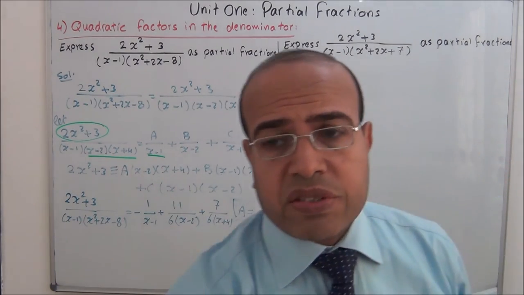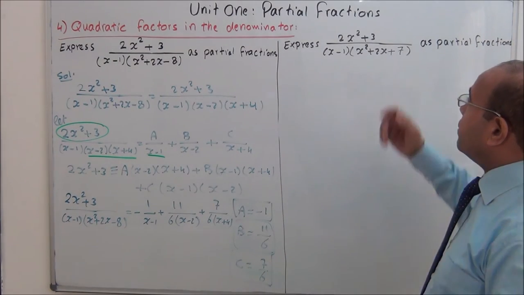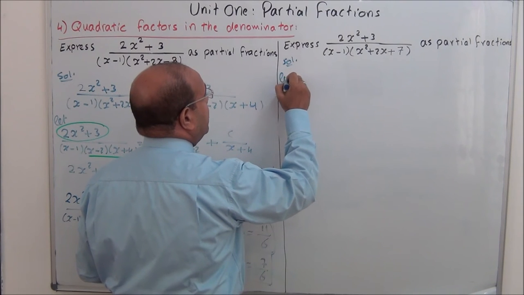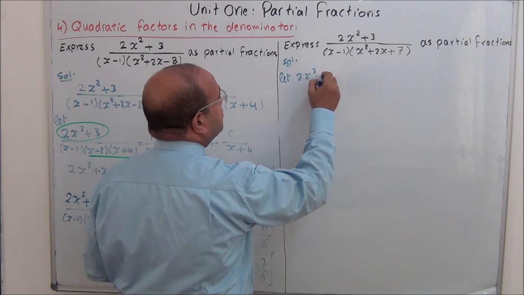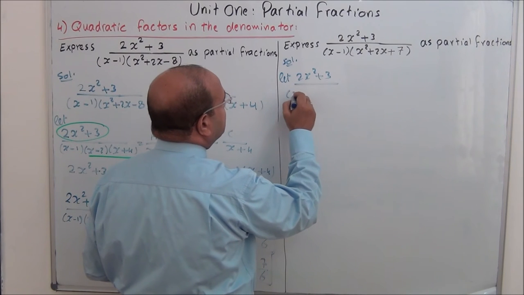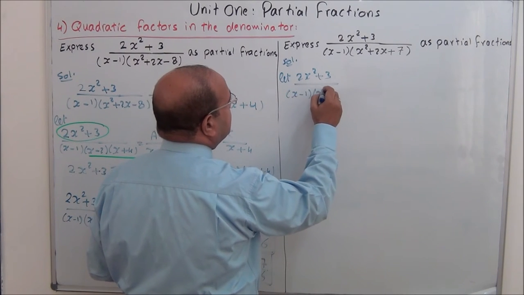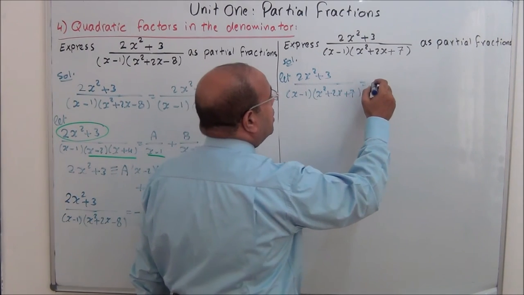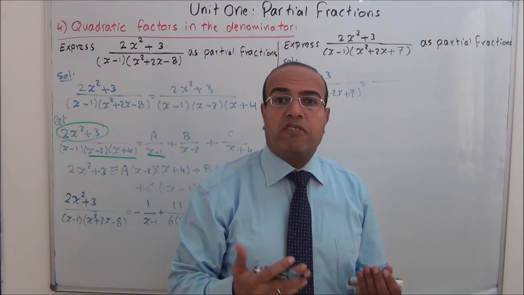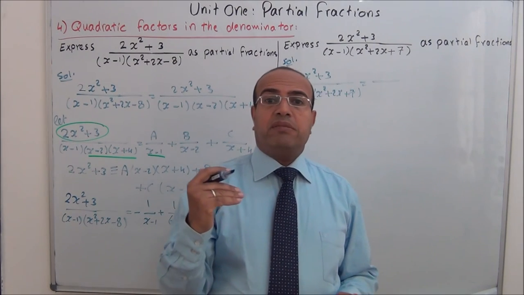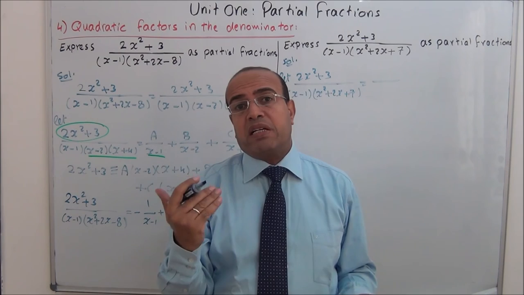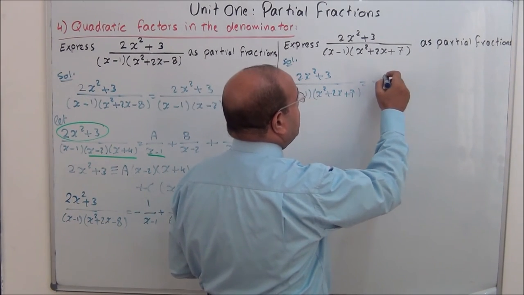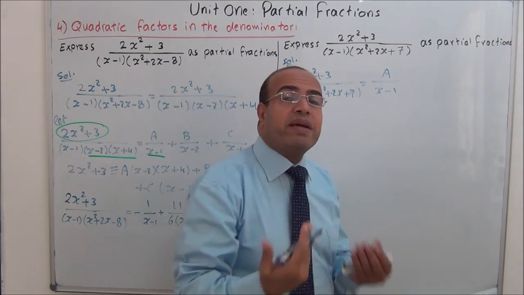So how do we solve this fraction when the denominator cannot be factorized? We say the solution is: let (2x squared plus 3) over (x minus 1)(x squared plus 2x plus 7). The factor x minus 1 is of power 1, so the numerator is power 0, which means a constant. There is no x in the numerator, so we write x minus 1 and up it's A, which means A multiplied by x power 0.